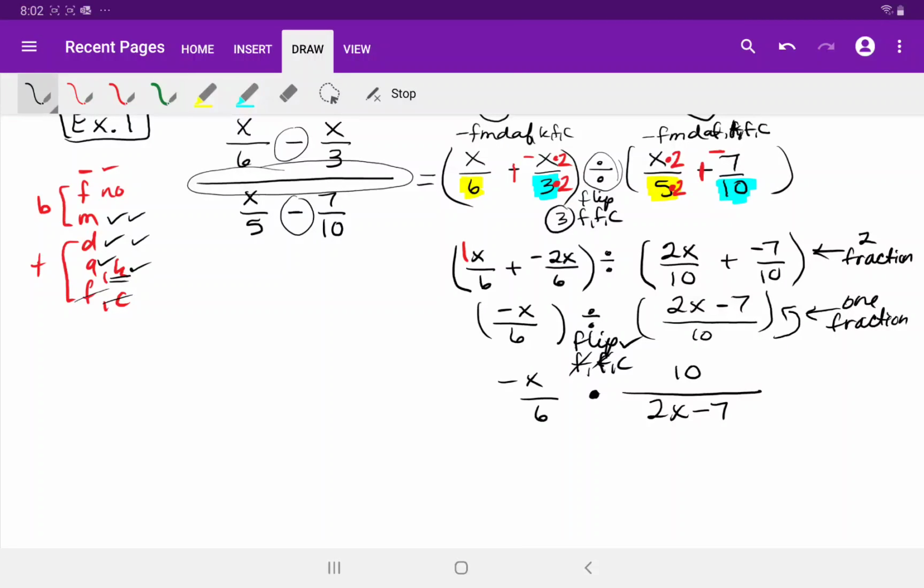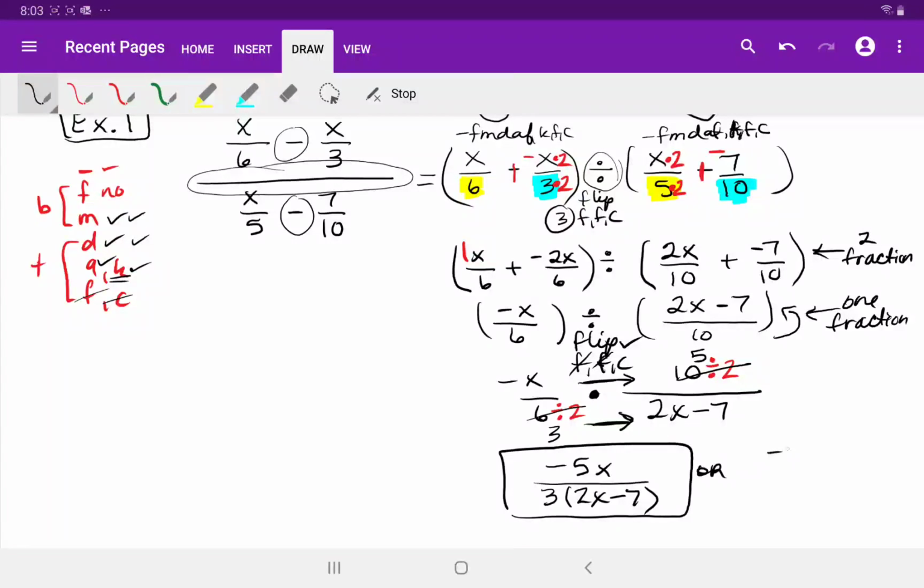I can diagonal cancel because the 6 and the 10 are like regular reducing. So what can I cancel these with? What number? 2. So I have, this is 3. This is 5. And then remember when you're multiplying, you multiply straight across. So what's left in the numerator? This is negative 5x. And what's left in the denominator is a 3 and a 2x minus 7. It's okay to leave it like this. Or if you did distribute the denominator, 6x minus 21, that's also allowed.